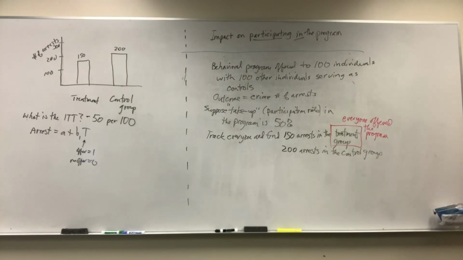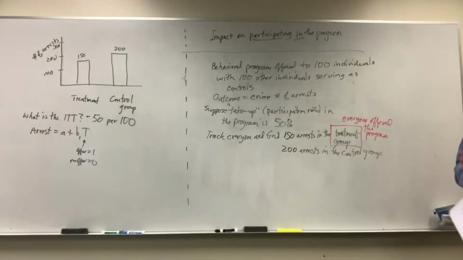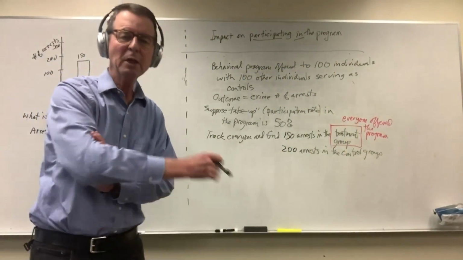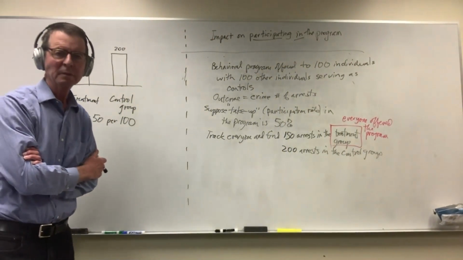What about the impact of participating in the program? Excuse me, is the ITT negative 50 or 50? It's negative 50. The number of arrests is 50 fewer in the treatment group relative to the control group. Okay, thank you.